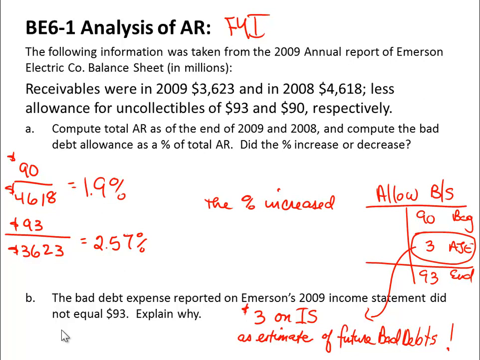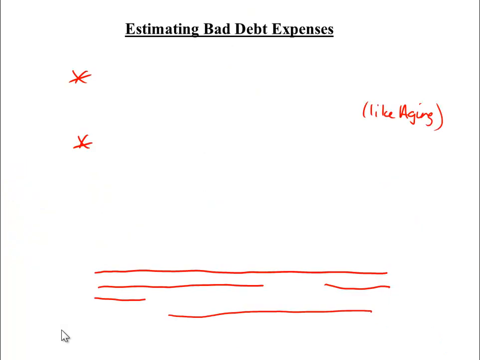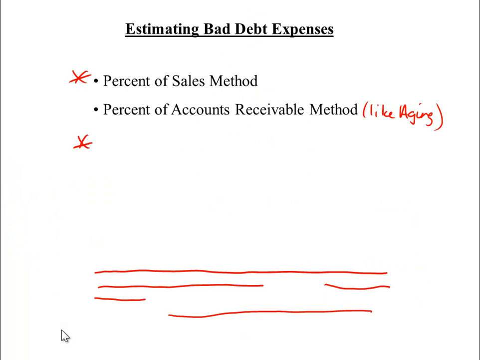Part B, bad debt expense on the income statement is not 93, and the reason is the estimate for bad debts is the difference between that beginning and ending allowance account balance, because for this year the estimate is 3 based on this year's either receivables or net sales, and we'd have to look at the footnote to figure out exactly what. All right, so what are we going to look at first?